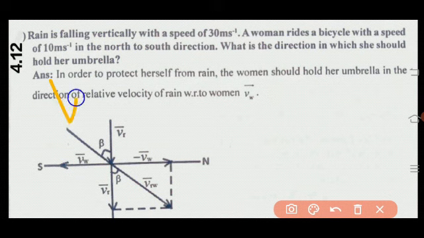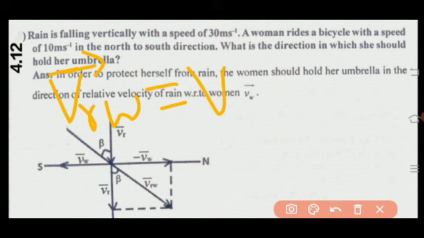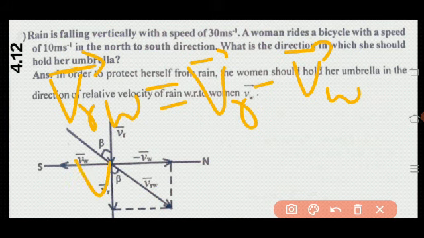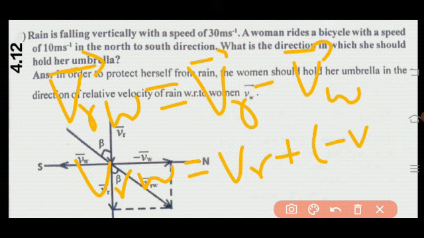The relative velocity of rain with respect to woman is given by VRW equal to VR minus VW. So this is the relative velocity equation we have to use. In magnitude, VRW is VR plus or minus VW. Now we need to find these values, and finally we can find the direction.